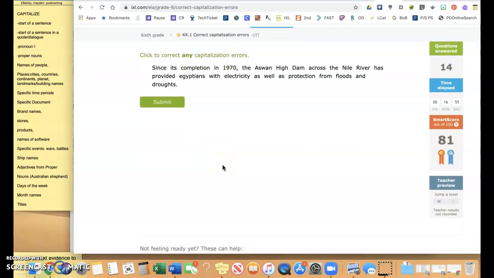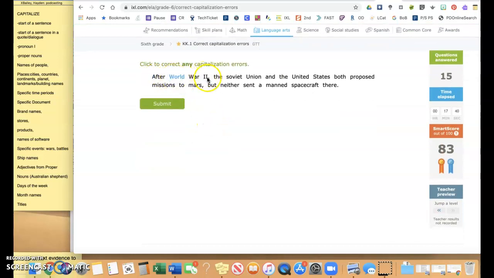Since its completion in 1970, the Aswan High Dam across the Nile River has provided Egyptians with electricity as well as protection from floods and droughts. Let's see. Oh, tricky. We don't have a number anymore. Since its completion, since is capitalized, the Aswan High Dam, that should all be capitalized. It's the name of the dam. Across the Nile River, specific place, has provided Egyptians should be capitalized because Egyptians means they're from Egypt. The electricity as well as protection from floods and droughts. I believe that's it. Good deal.